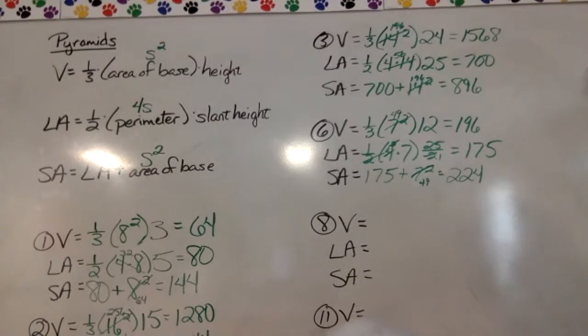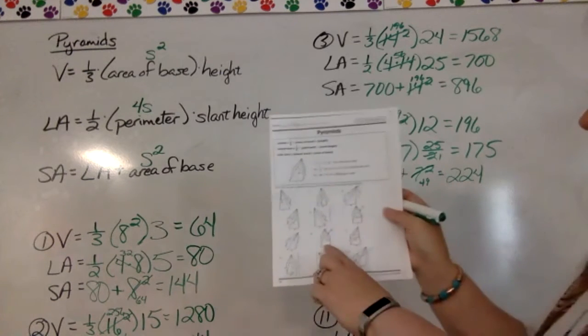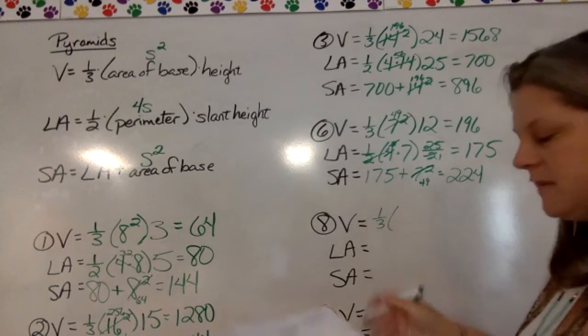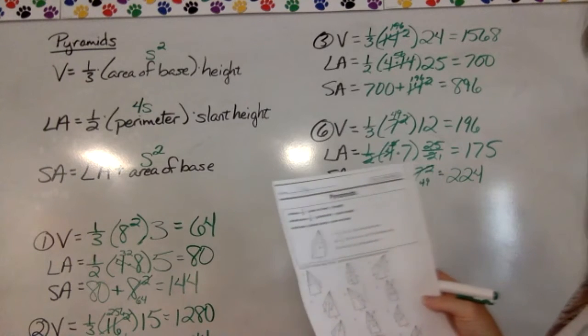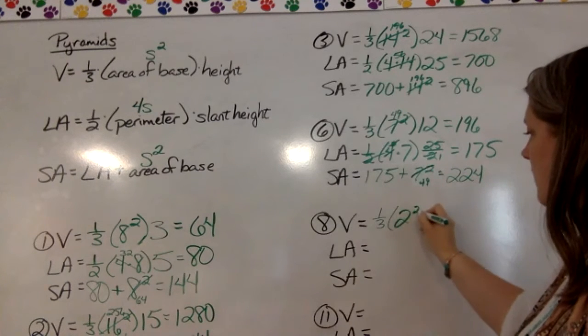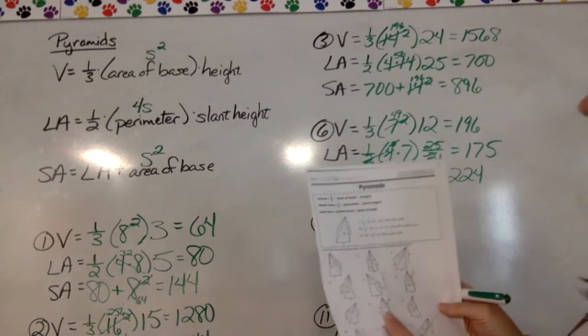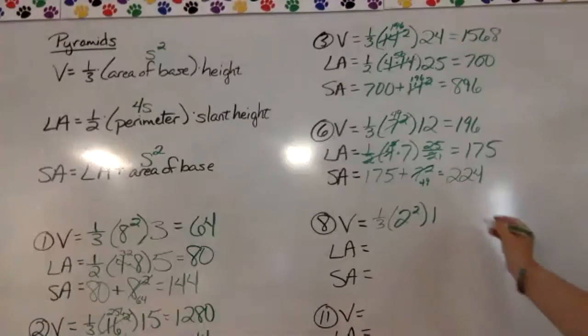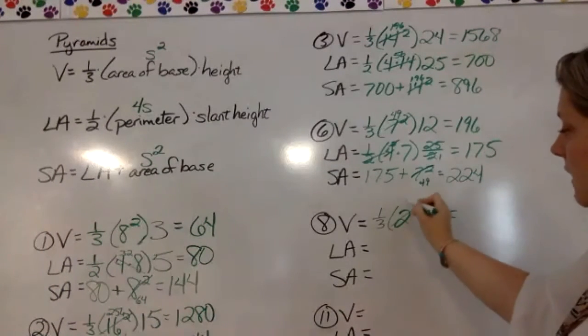Now I'm skipping number 7 and I'm going to number 8 because I wanted to make sure I did number 8 because it's got a radical in the problem. Doesn't have a fraction, but it has a radical. So that's something else that's a little bit different. I want to make sure you knew how to multiply by it. So we're on number 8, which is the middle of the 3rd row. We start off with 1/3 times the area of the base. The base is a 2 by 2 square. So I have 2 squared times the height of the pyramid inside, labeled 1. Okay, so when you go to multiply this one, 2 squared is 4.